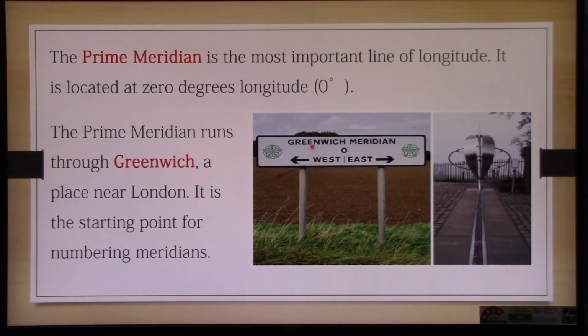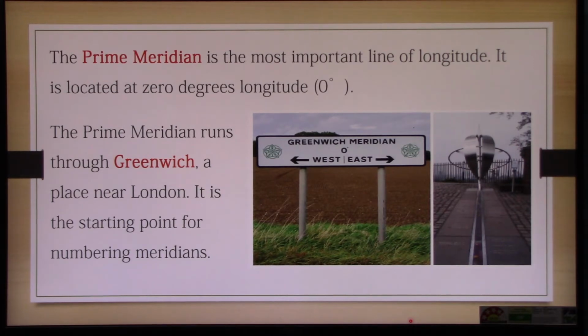Another thing it shows: the Greenwich meridian, which is at 0 degrees longitude, and on the right side is the eastern hemisphere and on the west side is the western hemisphere. It also says the prime meridian runs through Greenwich. Now where is Greenwich, children? Greenwich is at the Old Royal Observatory in London. See what it reads: the prime meridian runs through Greenwich, a place near London. It is the starting point for numbering meridians.